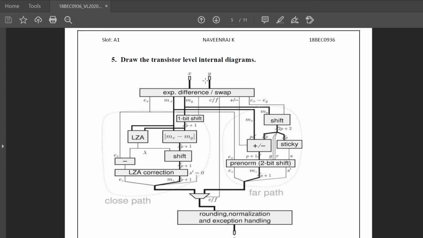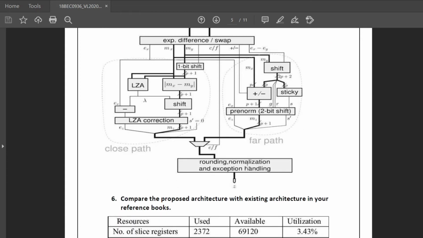So experimental difference or swap. With this, we get to know, okay, this is a close path. This continuously happens. This is a close path, and this is a far path. So the output of these two is given to a DMUX, and that gives, after rounding, the Z value. That value we get.